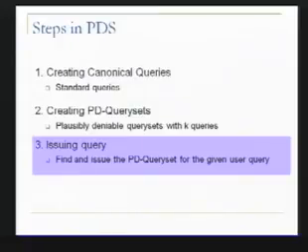Okay. So we now know how to construct a set of canonical queries, and also how to create this PD query set to be issued to the search engine. So the next question is, as a user, I want to issue a query. Now, in this system, what happens? So this is the third step.